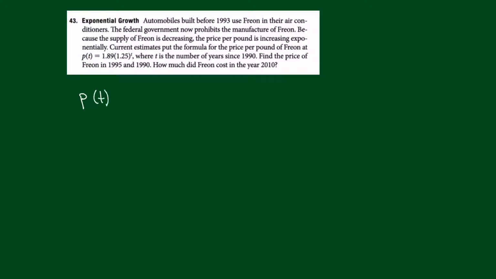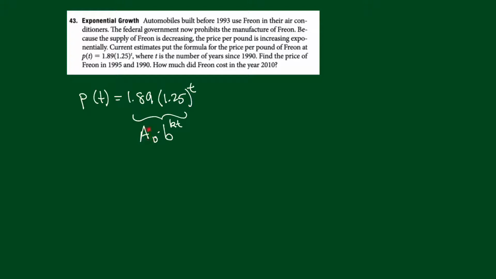P of t. Now so far, here's what this says. The price depends on time, and that is given by 1.89 times 1.25 to the t. There's a lot of information here. Let's just read through it before we do any computations and see what we know already. Now, do you see that this is of the form right here? Look at this form right here. This is of the form A naught times B to the kt.